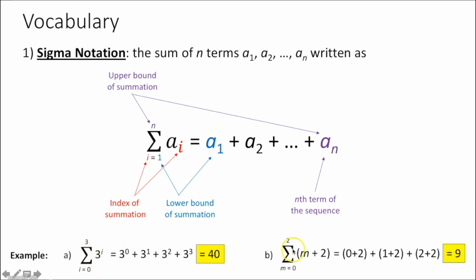Same thing here, except this time we have the sum from m equals 0 to 2 of the quantity m plus 2. We start by plugging in 0, and we get 0 plus 2, plus 1 plus 2, plus 2 plus 2. Then we look, 2 is our upper bound of summation, and that's why we stop right here. Now we have our sequence, so we add all of these together and we get our answer over here.